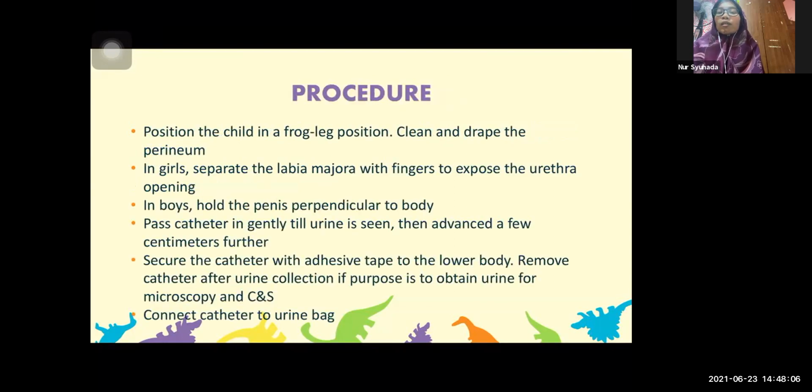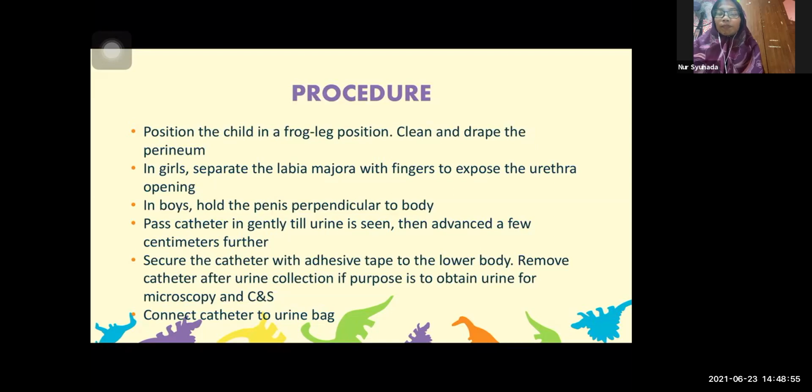So for the procedure, I will give the video after this. So firstly, we need to position the child in a frog leg position, and then we clean and drape the perineum. In girls, we need to separate the labia majora with fingers to expose the urethra opening. Meanwhile, in boys, we need to hold the penis perpendicular to the body. Then we pass the catheter in gently till the urine is seen, and then we advance a few centimeters further. And then lastly, after the catheter has been put in, we secure it with adhesive tape to the lower body, and then remove the catheter after the urine collection if the purpose is to obtain urine only for microscopy and culture and sensitivity. And then we connect the catheter to a urine bag.